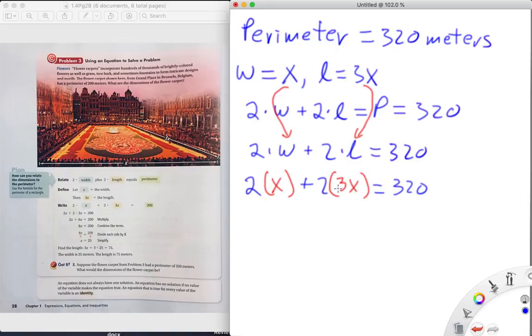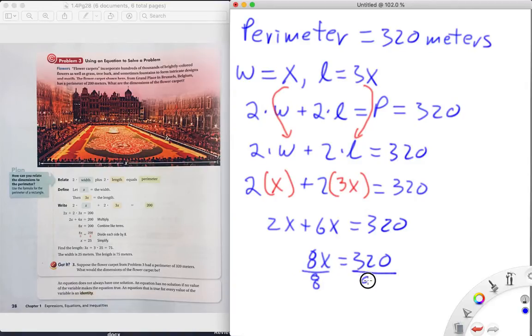320. 2 times x is 2x. 2 times 3x is 6x. Combine like terms: 6x plus 2x is 8x. We have 8x equals 320. What's happening to x? x is being multiplied by 8, so I do the opposite operation, which is to divide. And I get that x is equal to 320 divided by 8, which is 40. x equals 40.